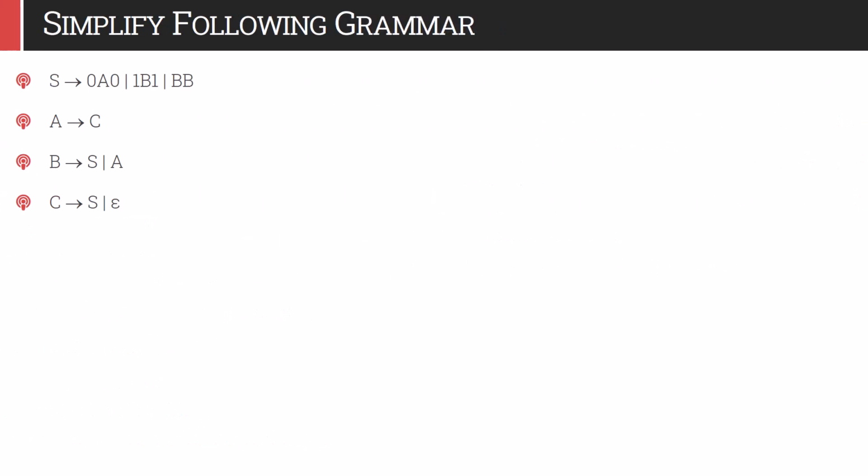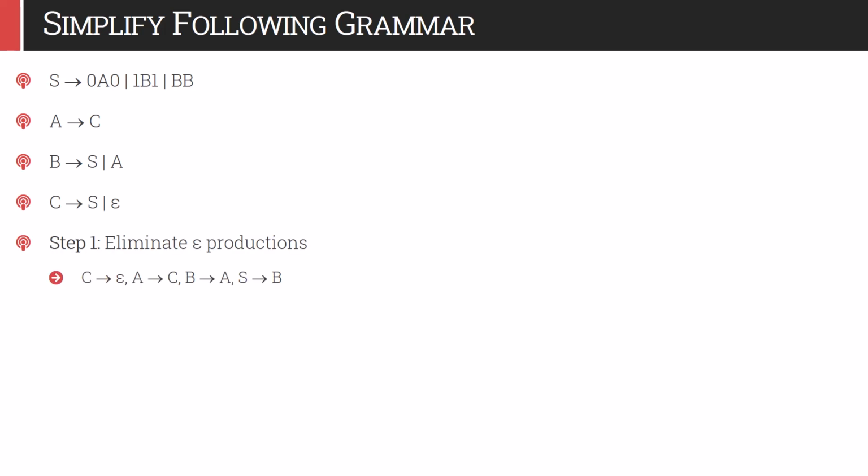Let us try one more example. We have to simplify this grammar. Do we have any epsilon production? Yes, C gives epsilon is the epsilon production. Then we have the production A gives C, so ultimately A is also nullable. We have B gives A, so ultimately B is also nullable. And we have S gives BB, so S will also be nullable.